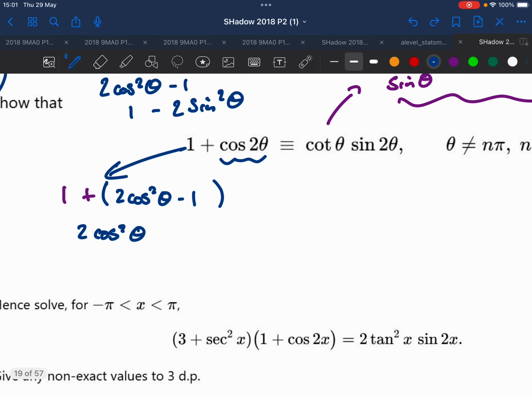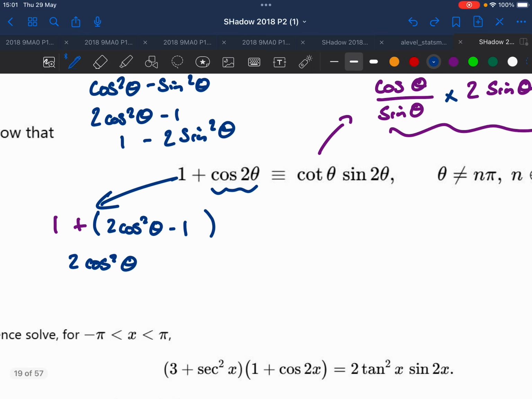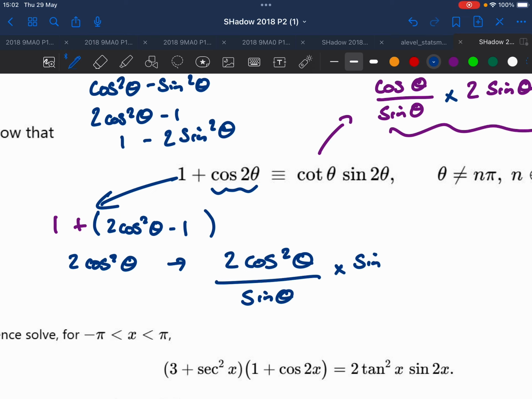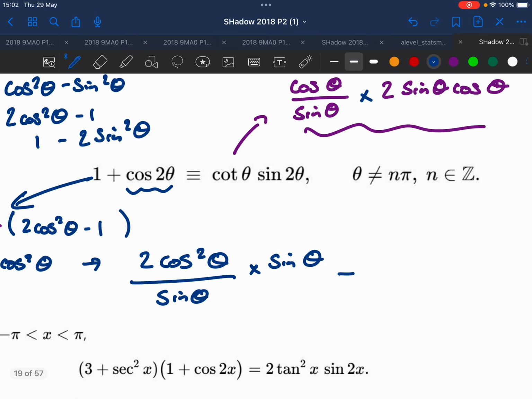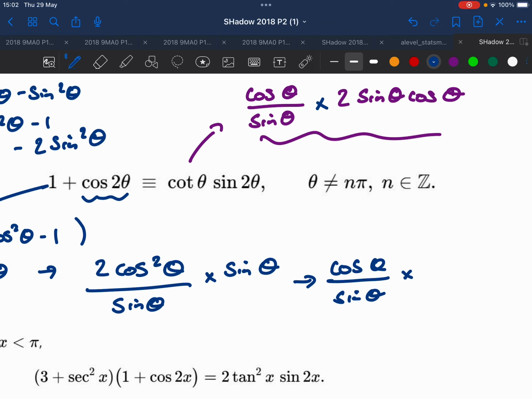I suppose this is a bit of a weird one, but it's to be expected with these questions that are generated. So why don't I just say that this is the same as 2 cos squared theta over sine theta times sine theta. And then I'm going to say that this is the same as cos theta over sine theta times 2 sine theta cos theta. And then, as we already know, that is the same as that.